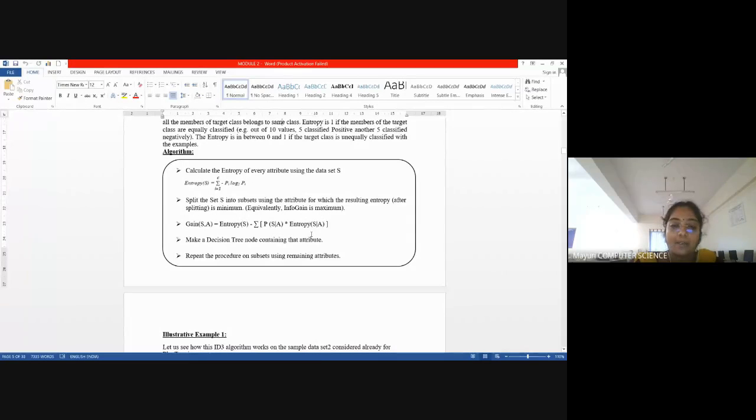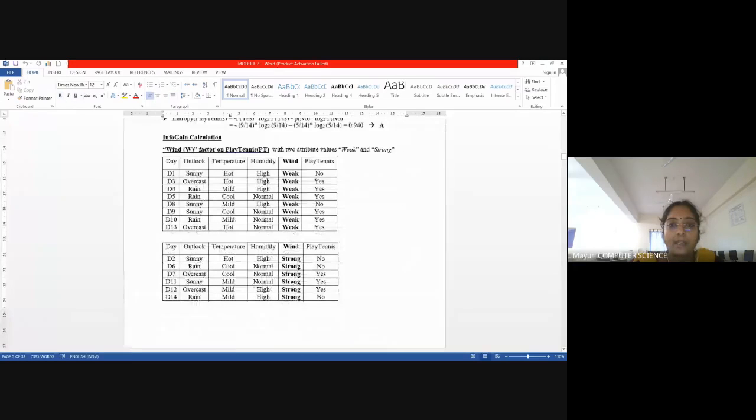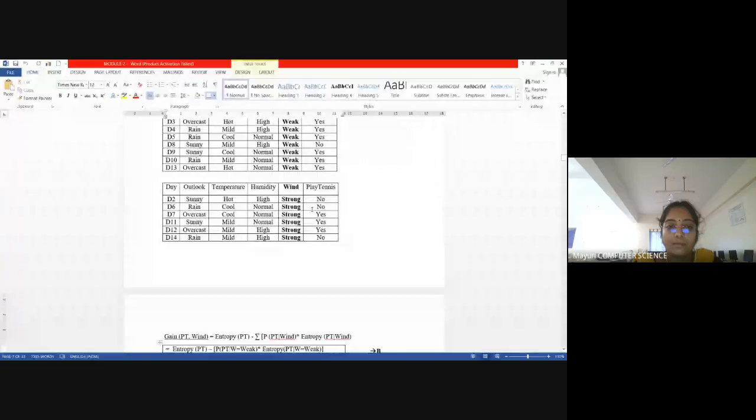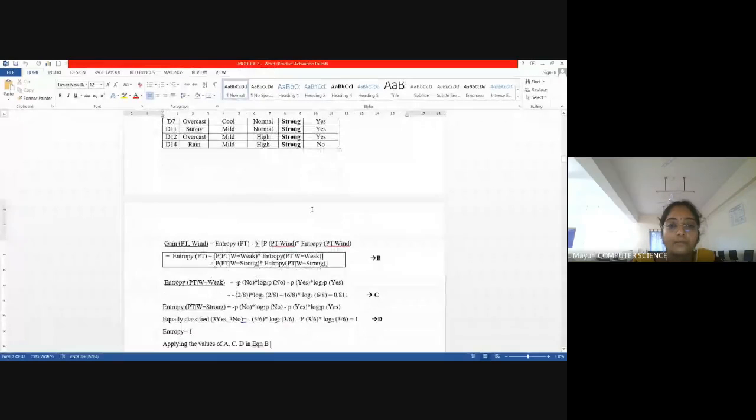So I need to consider only the wind. How many values are there? In that, how many were classified with yes and how many were classified with no? So what I have to do is segregate the values of wind separately. One is weak, one more is strong. Suppose if I have three values, I need to have three tables here. So this is the formula, right?